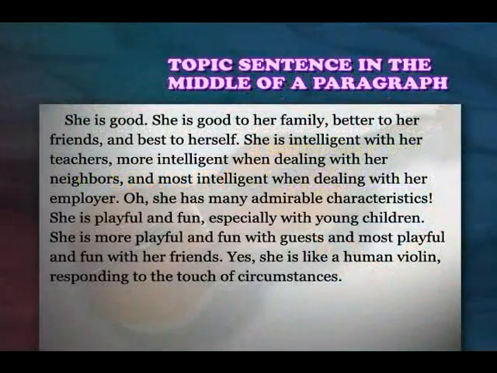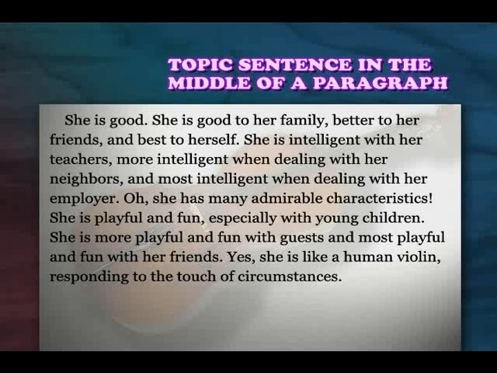Here's an example. She is good. She is good to her family, better to her friends, and best to herself. She is intelligent with her teachers, more intelligent when dealing with her neighbors, and most intelligent when dealing with her employer. Oh, she has many admirable characteristics. She is playful and fun, especially with young children. She is more playful and fun with guests, and most playful and fun with her friends. Yes, she is like a human violin, responding to the touch of circumstances.